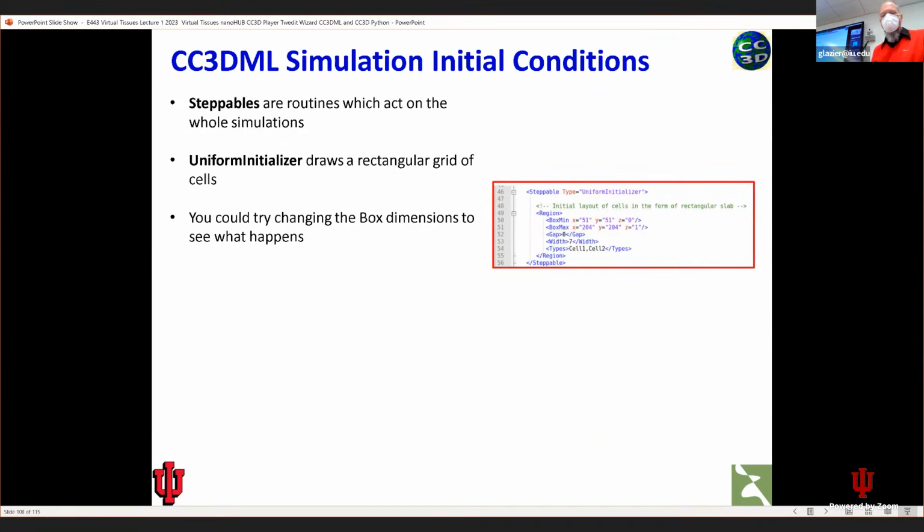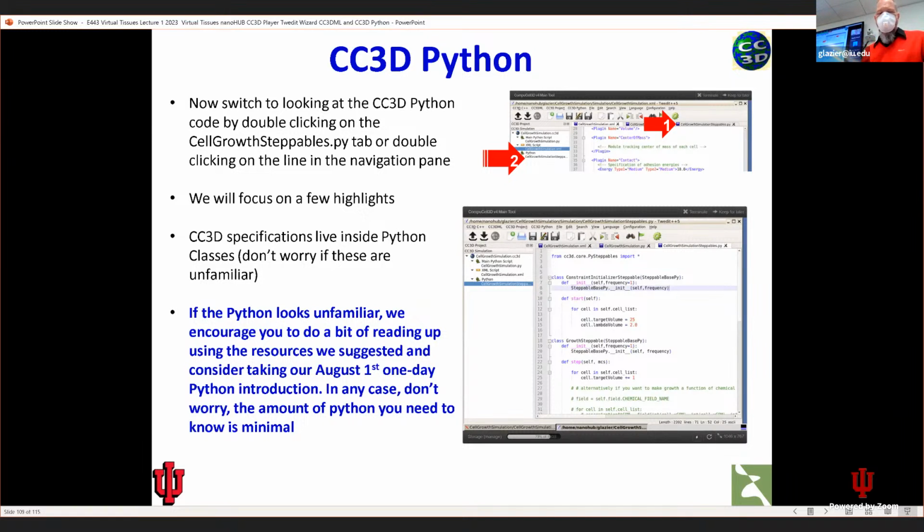And then at the end, we have an initializer. CompuCell is not that great in terms of the number of initializers we have. Here, uniform initializer draws a square or a rectangle and fills it with cells. And we can say how big the cells are, how many cell types we want, whether we want them to be touching each other or not, and so on. The next thing we have is the Python code. And the Python code, for people who are used to Python, is a class.